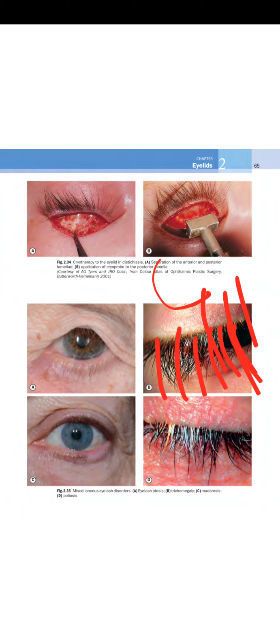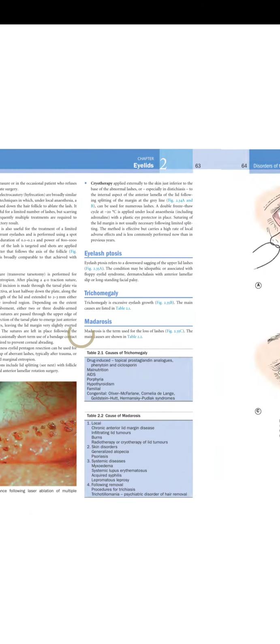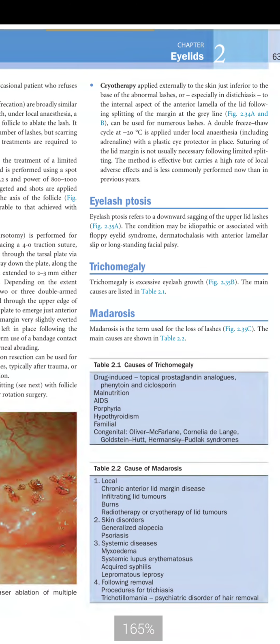A is showing the eyelash ptosis, and the causes are dermatochalasis, floppy eyelid syndrome, and facial nerve palsy. B is showing the trichomegaly. Trichomegaly is excessive eyelash growth. The main causes are listed in table 2.1. Basically, the eyelashes are at the same position, but there is excessive growth of eyelashes, meaning there will be long eyelashes.